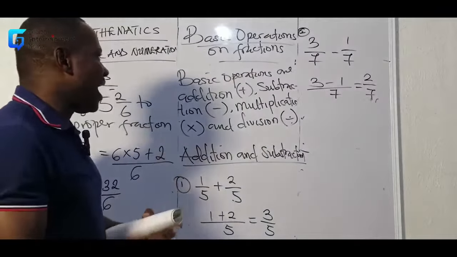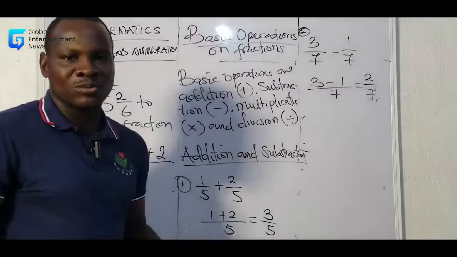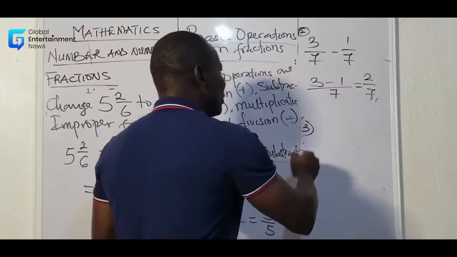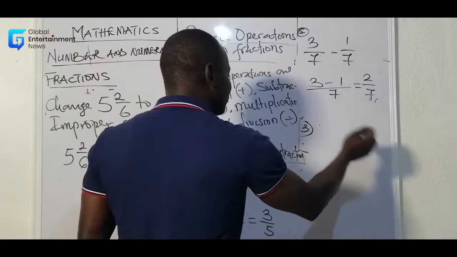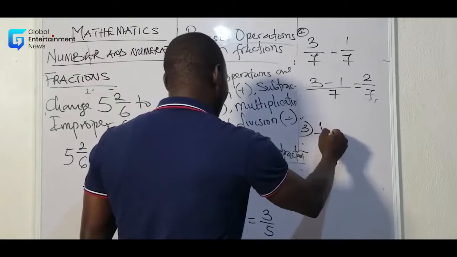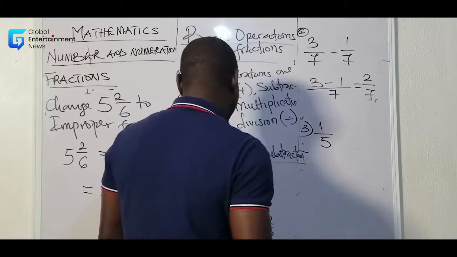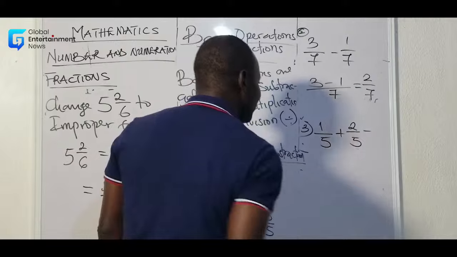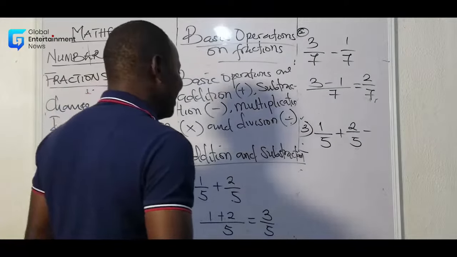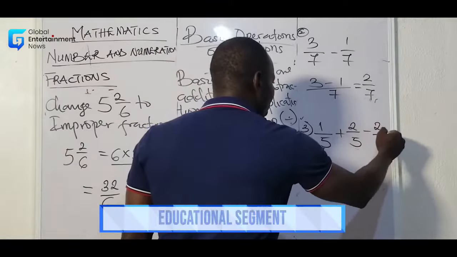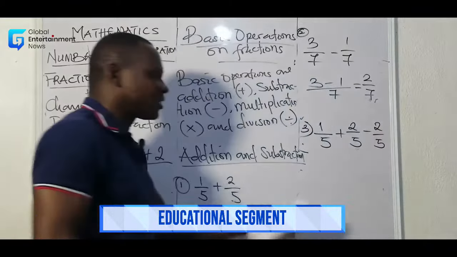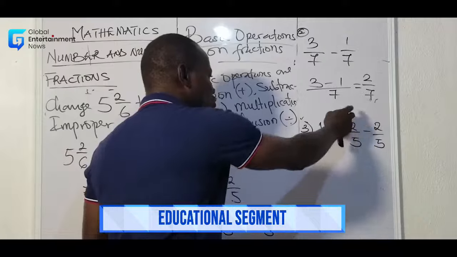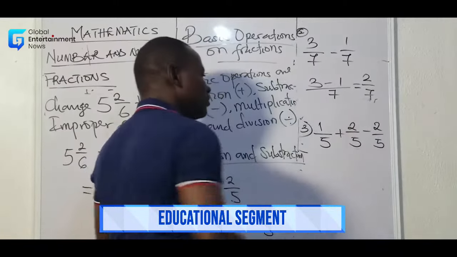What about when we have both the addition and the subtraction all together? For example, if we have something like this, let's have 1 all over 5 plus 2 all over 5, then minus 2 all over 5. So you can see we have the 2 together. We have 1 all over 5, 2 all over 5, minus 2 all over 5.